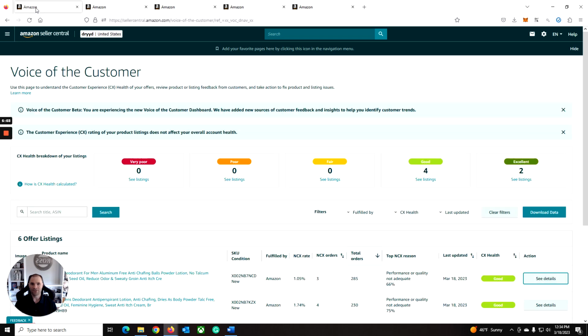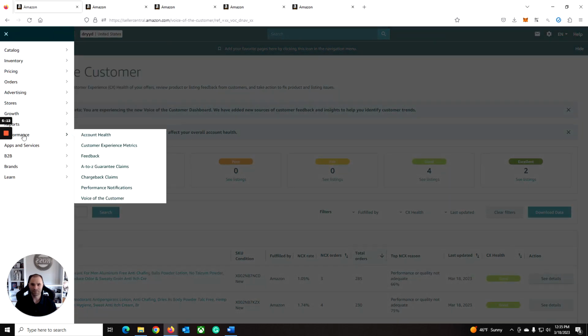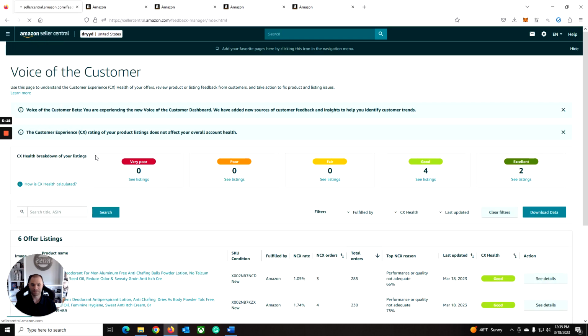When we look at some of these metrics, now, the other area that we want to check regularly in our performance is our feedback.